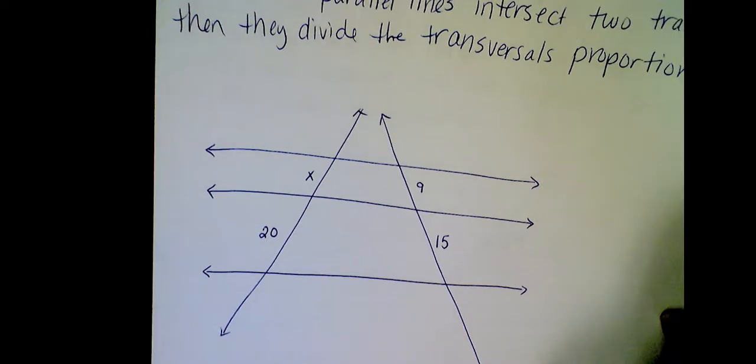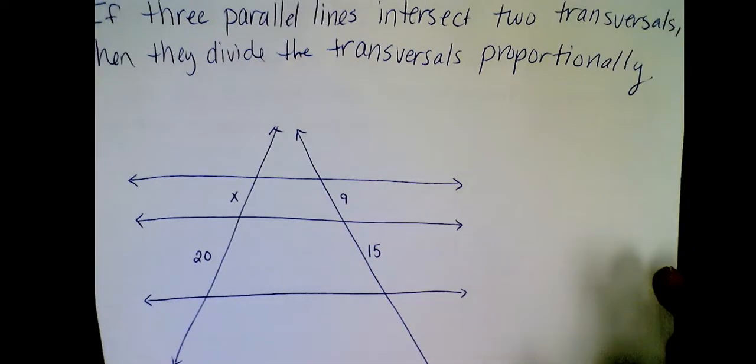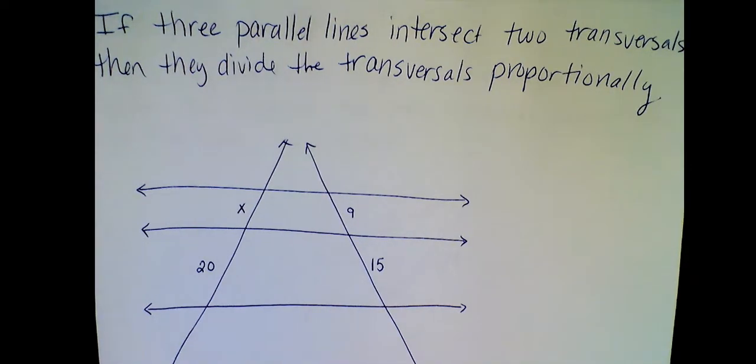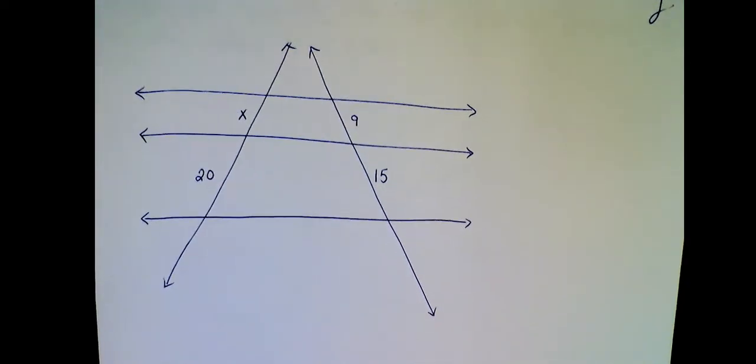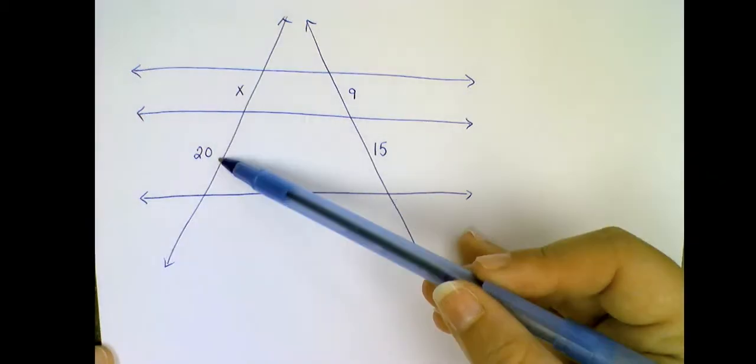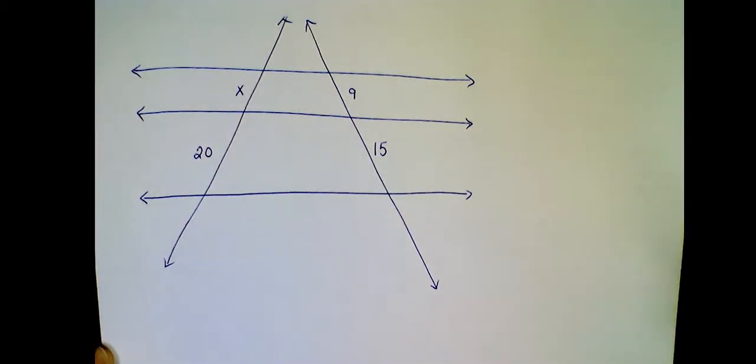When we learn about the triangle proportionality theorem, we can also look at this theorem that involves parallel lines. If three parallel lines intersect two transversals, then they divide those transversals proportionally. So this is very similar to what we were just doing. We can set up a proportion. The pieces on this transversal are proportional to the pieces on this transversal.